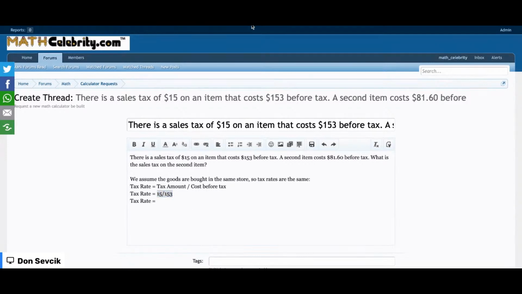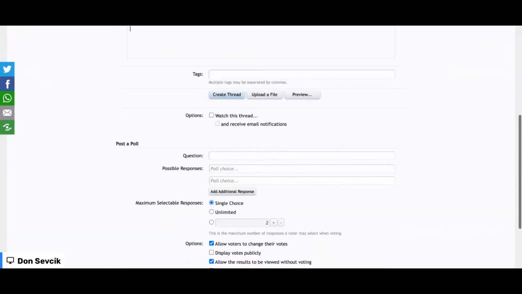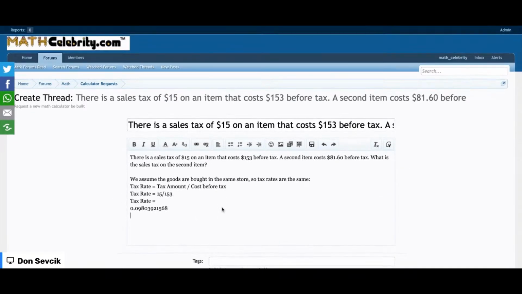let me go off camera here and bang this through the calculator. We got this. The weird tax rate. Tax rate's this, so 0.098. I'm going to chop this off and we'll just do 9.8%. Calculate sales tax on the second item.